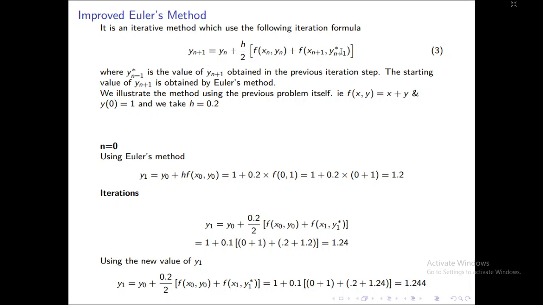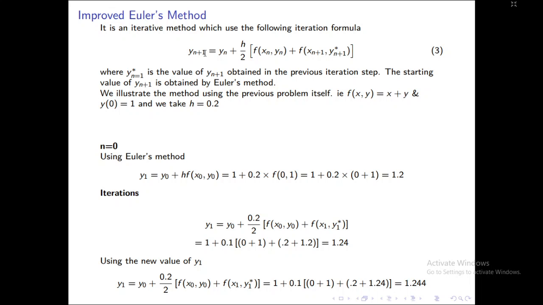And the slope at the point xn plus 1, yn plus 1 is not readily available, so we use Euler's method to calculate an approximate value of yn plus 1, and we use that value in equation number 3 as an iteration formula to refine the value of yn plus 1 until we get the required amount of accuracy.